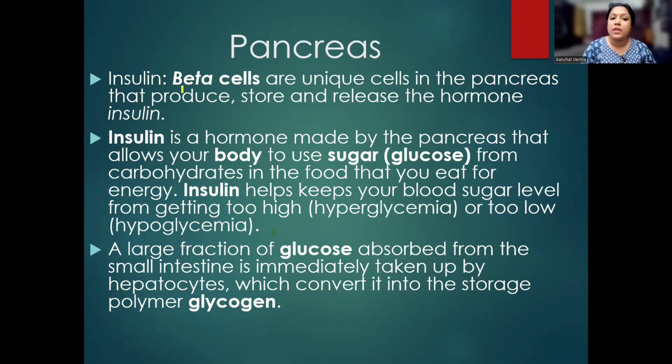Okay. Now, pancreas has got insulin, that is beta cells. Insulin is a hormone made by the pancreas that allows the body to use sugar, that is glucose. Insulin doesn't allow the blood sugar to increase. Basically, insulin is like a doorkeeper who allows the sugar to enter into the cells, right? And glucagon goes and interacts with the glycogen which is stored in the liver, converts the glycogen into glucose, sends it into the blood, so the level of glucose increases in the blood.